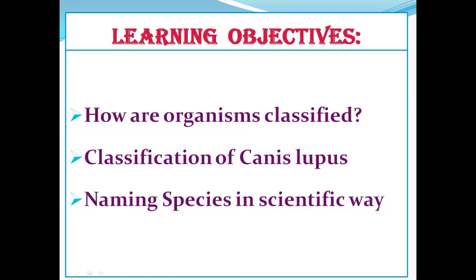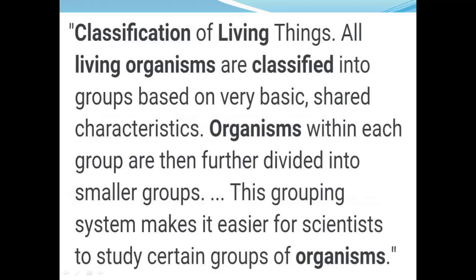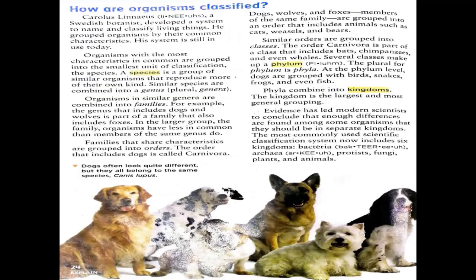Let's move to the further part of the lesson, that is classification of organisms, where all organisms are classified into groups based on very basic and shared characteristics. Organisms within each group are then further divided into smaller groups, and this grouping system makes it easier for scientists to study certain groups of organisms. So that is what we are going to see here from page 24.